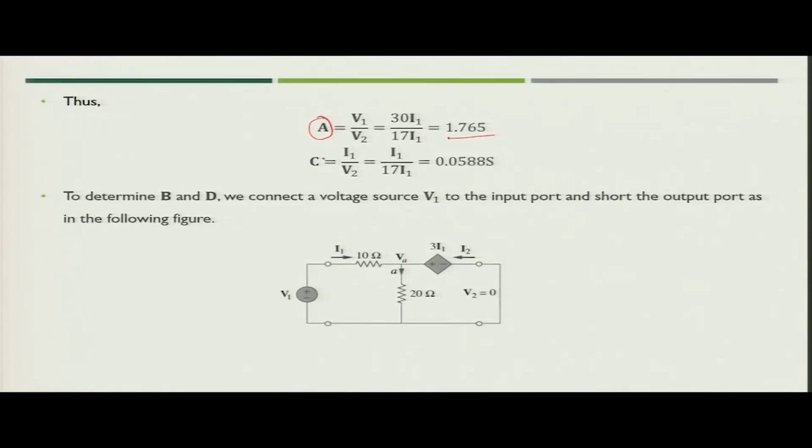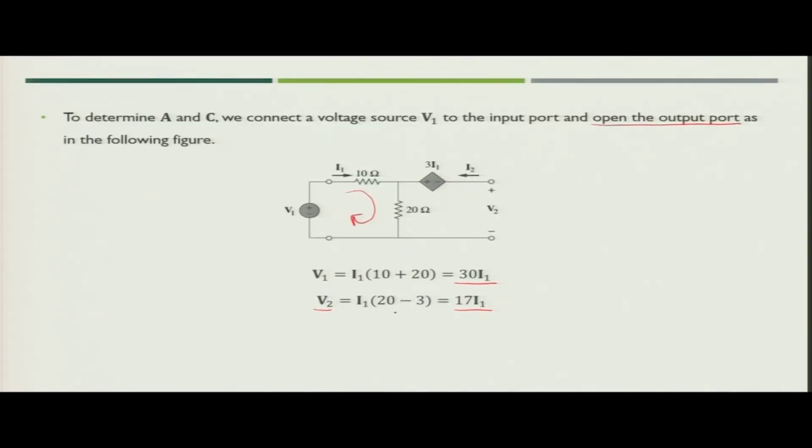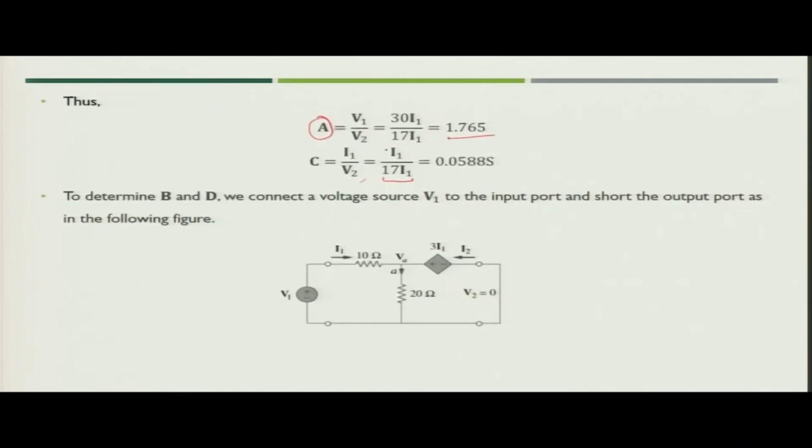Similarly, for C, we know the relationship: C is nothing but the ratio of I1 and V2. So, C is equal to I1 upon V2. I1 we keep like this and write the value of V2 in terms of I1. This we just now calculated, V2 equals 17 I1. So, we put the value and we get the value of C as 0.0588 Siemens, because this is admittance. So, you can set the unit as Siemens in this particular case.